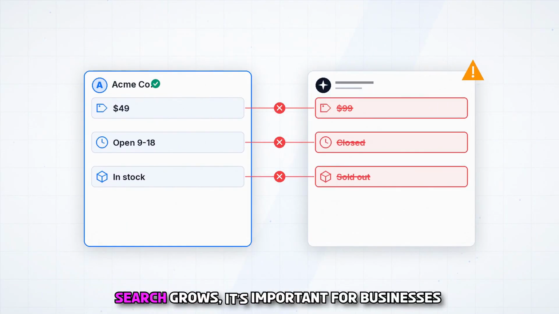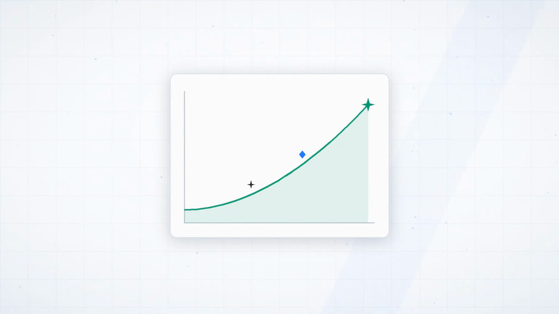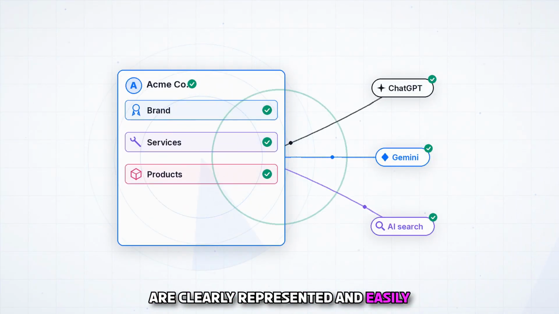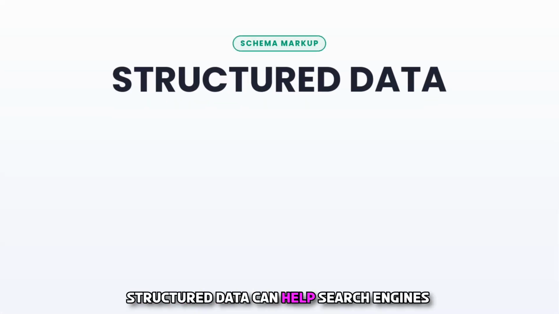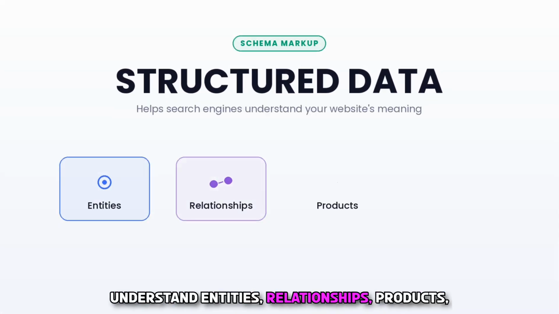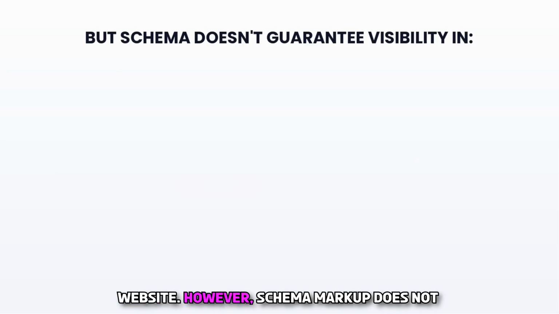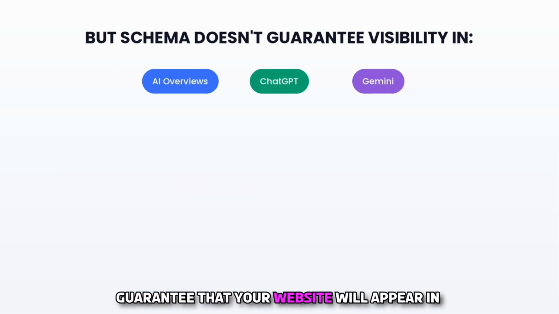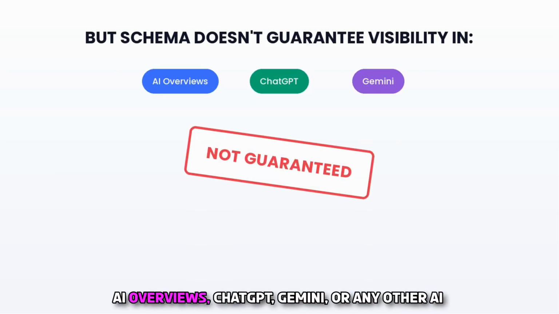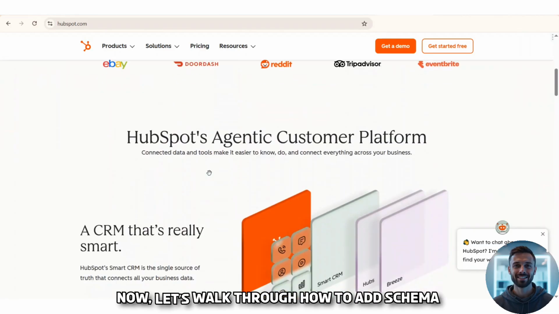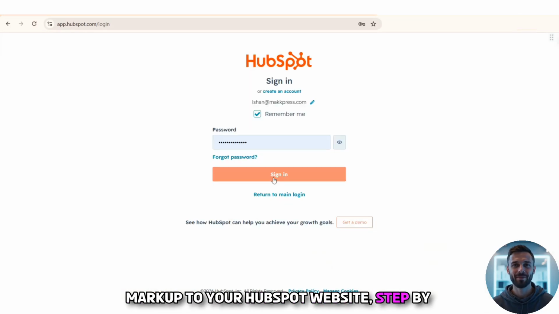As AI-powered search grows, it's important for businesses to ensure their brand, services, and products are clearly represented and easily discoverable. Structured data can help search engines understand entities, relationships, products, content, and other information on your website. However, schema markup does not guarantee that your website will appear in AI overviews, ChatGPT, Gemini, or any other AI search experience. Now, let's walk through how to add schema markup to your HubSpot website step by step.